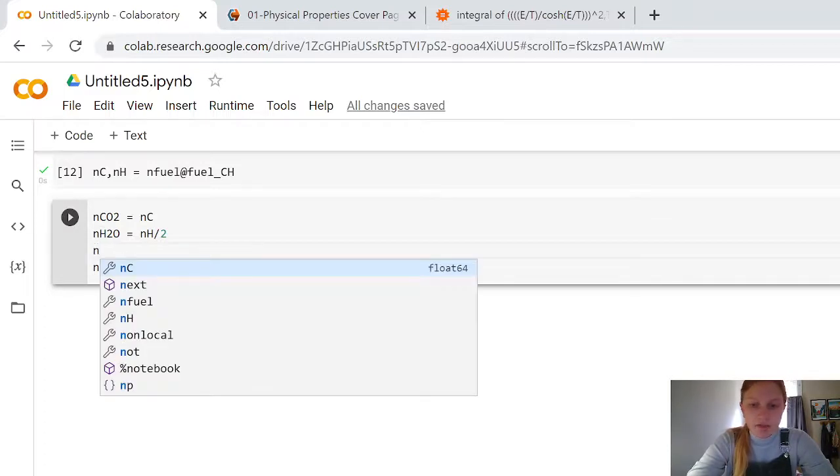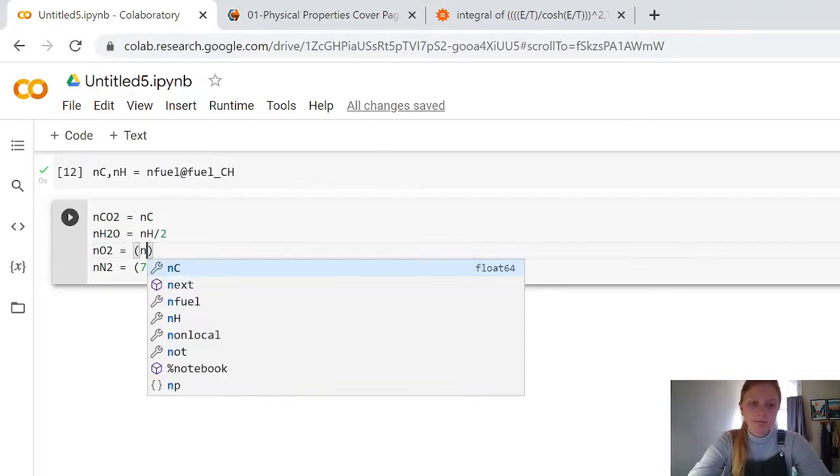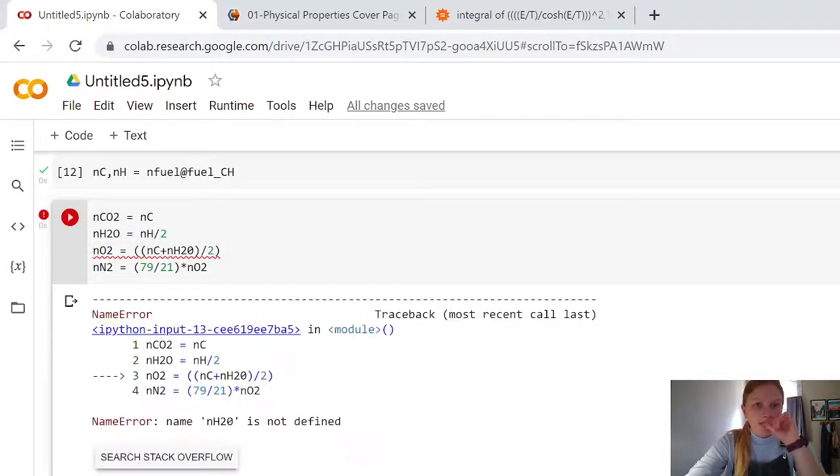We had oxygen, and that equals the moles of carbon plus moles of water divided by 2, in parentheses. Load that up in there, make sure I typed everything in correctly.